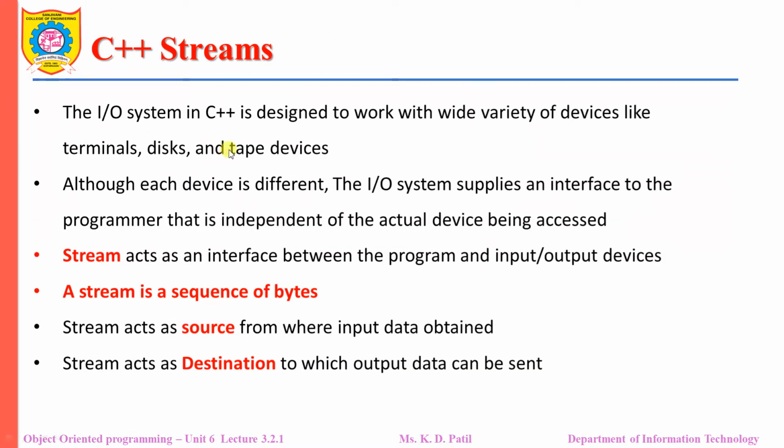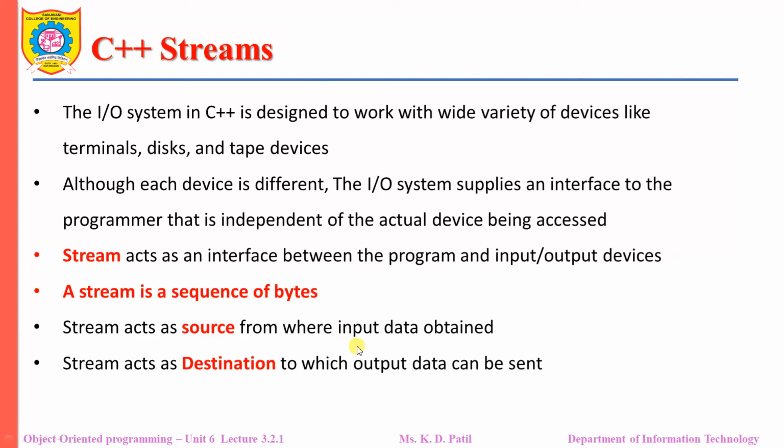C++ streams. The input-output system in C++ is designed to work with a wide variety of devices such as terminals, disk, and tape devices. Although each device is different, the input-output system supplies an interface to the programmer that is independent of the actual device being accessed. That interface is a stream. The stream acts as an interface between the program and input-output devices. A stream is a sequence of bytes.